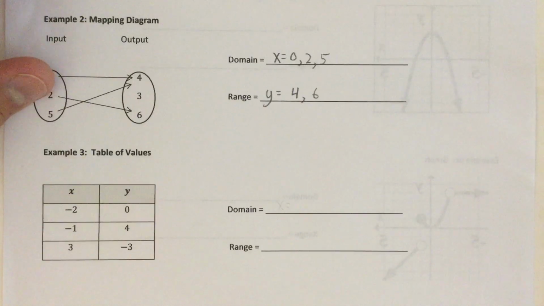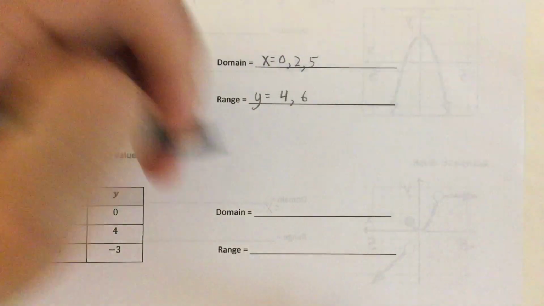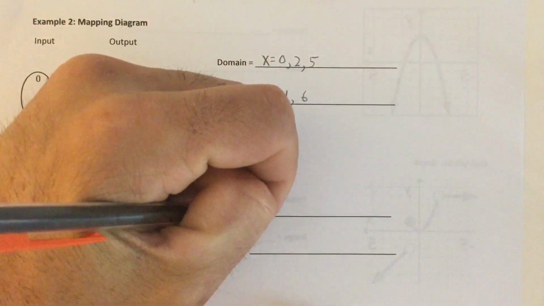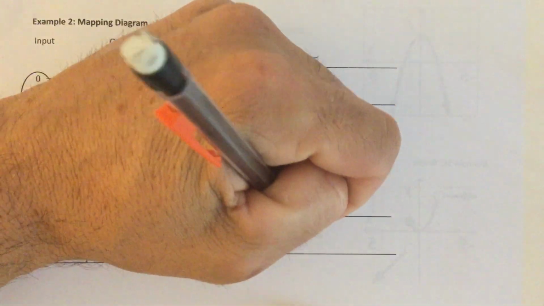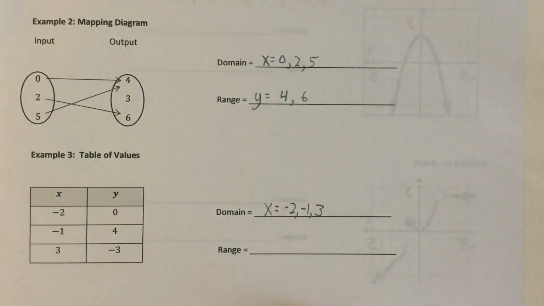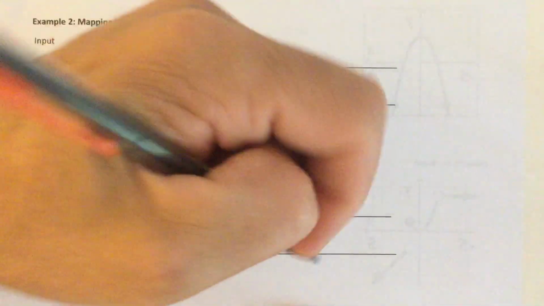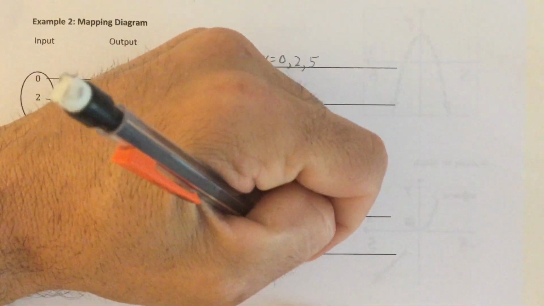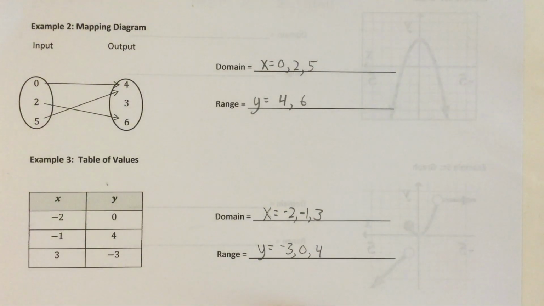And then if we are just given a table, again, it's very similar. We are just writing our inputs. So domain is our input, so we write x equals. Always want to put our smallest first, so -2, -1, and 3. And then our range, again our output, so we put y equals, and we'd have -3, 0, and 4. All right, so again, the representations of ordered pairs, mapping diagrams, and tables are fairly straightforward, where you're just writing your x and y values out.